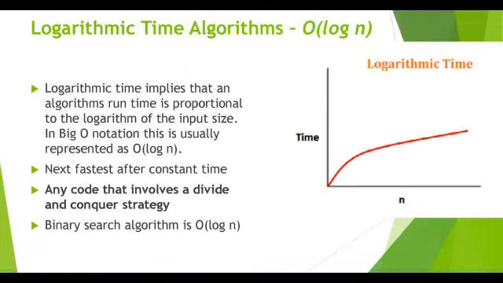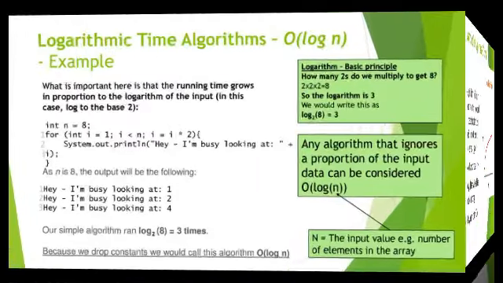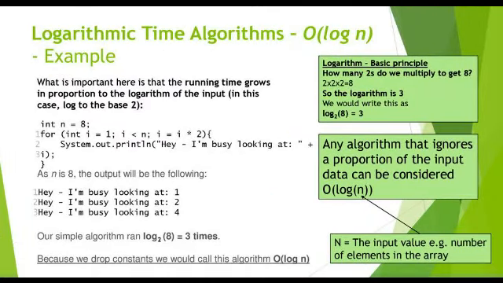Logarithmic time algorithms, O(log N). Logarithmic time implies that an algorithm's runtime is proportional to the logarithm of the input size. In big O notation, this is usually represented as O(log N). It is the next fastest after constant time. Any code that involves a divide and conquer strategy. The binary search algorithm is O(log N).